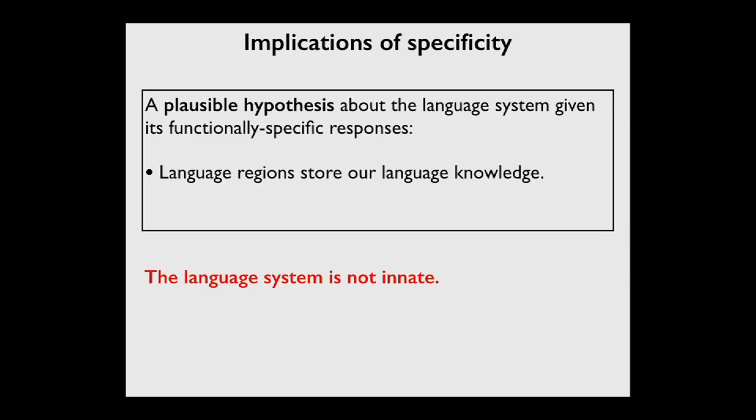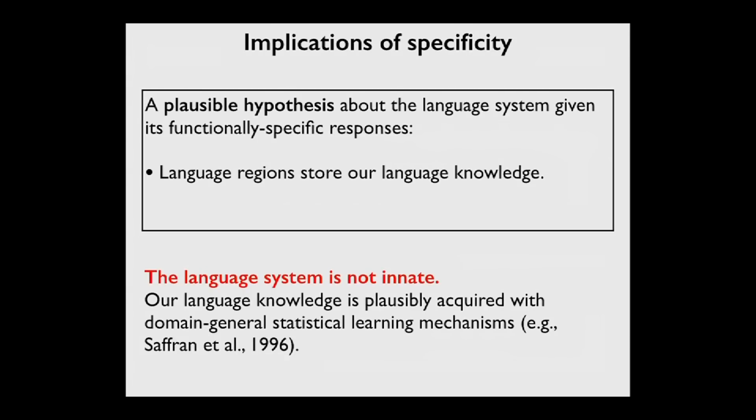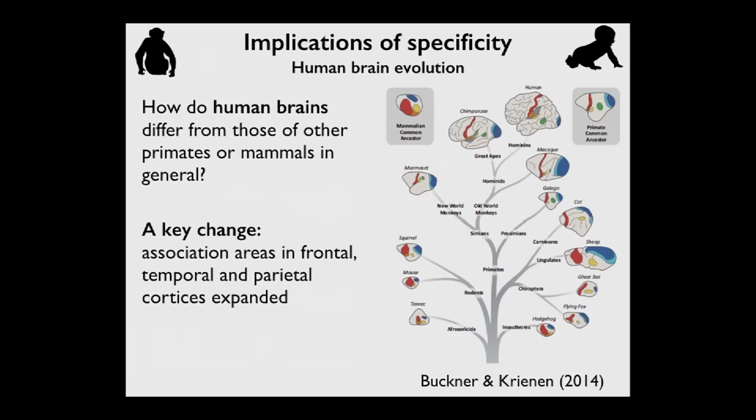So this way of thinking about the language system as a store of our language knowledge makes it pretty clear that the system is probably not innate. In fact, it must arise via experience with language as we accumulate this language store. It's also presumably dynamic, changing all the time as we get more and more linguistic input throughout our lifetimes. And I assume that our language knowledge is plausibly acquired with domain general statistical learning mechanisms, just like much other knowledge.